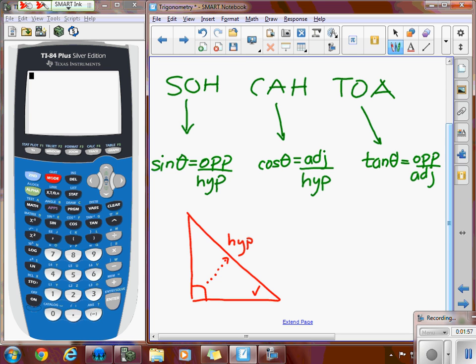If that's my reference angle, the side across from that becomes the opposite side. It's opposite from my reference angle. And the adjacent side becomes the one that's right beside it. So that's how we name our three sides.